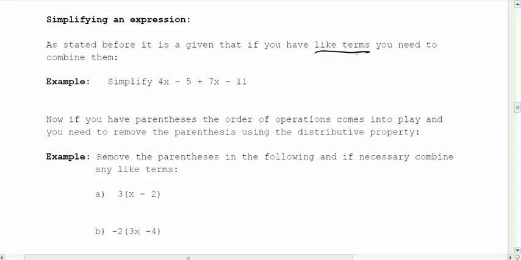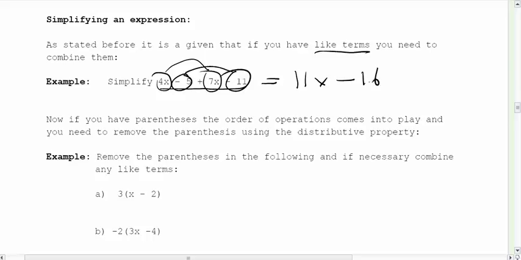So let's take a look at the very first problem, something similar to what we just completed. Here is an expression. We don't have two things equal to one another, and that's important to recognize. The way you simplify is you combine like terms. So once again, the 4x and the 7x can be combined into 11x. The minus 5 and the minus 11 can be combined into minus 16. We did this problem just a little while ago.